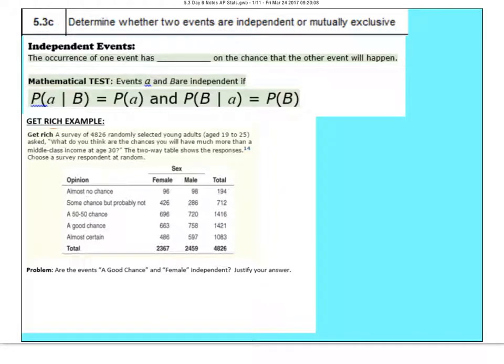In 5.3c, we're going to determine whether two events are independent or mutually exclusive. So let's define independence. Independent events are events where the occurrence of one event has no effect on the chance of the other event happening.